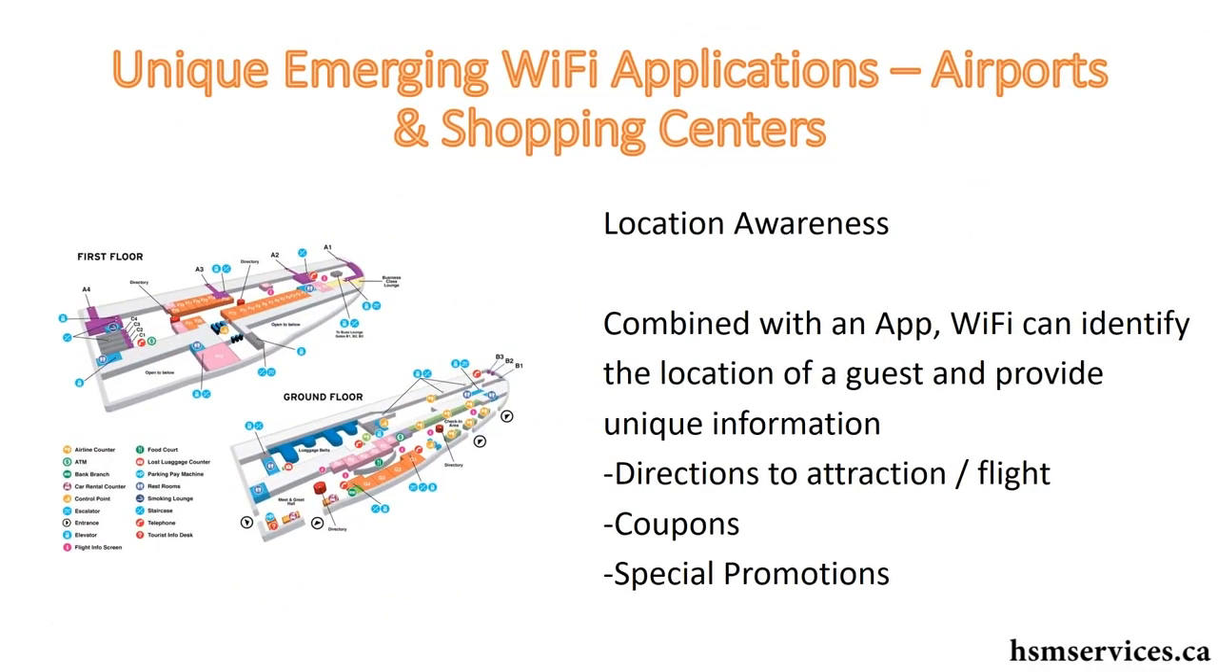And of course, the location awareness system, which is being deployed in airports and shopping centers. You have to download an app, but then the Wi-Fi knows exactly where you are in the building, and it can tell you where you need to go. It can give you directions. It can tell you where your flight is. It can say, hey, you walk by the Lululemon store, boom, a coupon or flyer for Lululemon pops up on your phone. And so it's still emerging, but it's definitely going to be something that you're going to see more and more in the future.